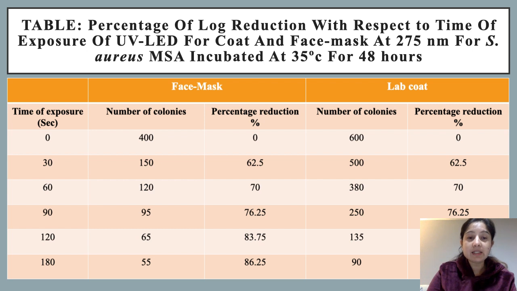We are having an 86.25% decrease at 180 seconds, and for the face mask and for the coat it's almost the same, 86%. So from here we can conclude that 265 nanometer is more efficient for disinfecting PPE as compared to 275, and it was also one of the hypotheses for our experiment to compare two wavelengths for disinfecting S. aureus and Pseudomonas aeruginosa.